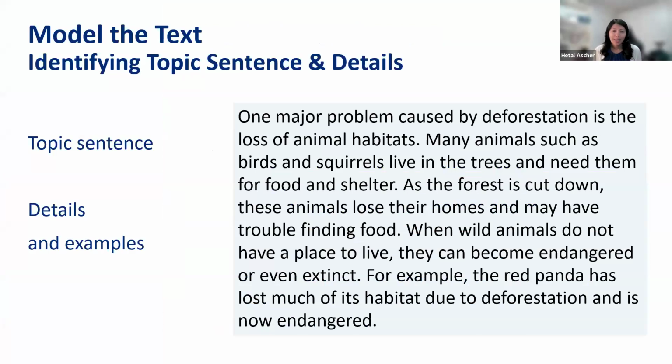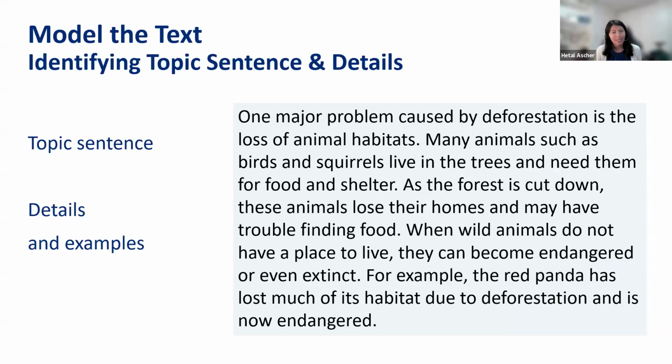So one important skill for me to teach my students is how to organize paragraphs. And that means looking at topic sentences and details. So if I were teaching this, I would provide a copy of this text to my students, or maybe ask them to copy the example text. So then I would do something like this after they have the text. I would read the first sentence. One major problem caused by deforestation is the loss of animal habitat.